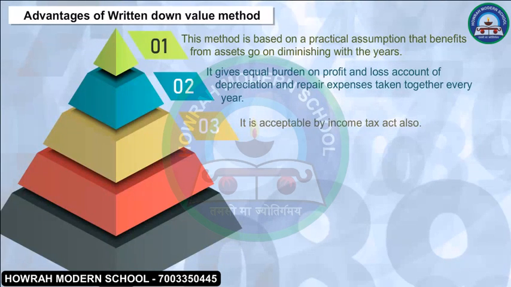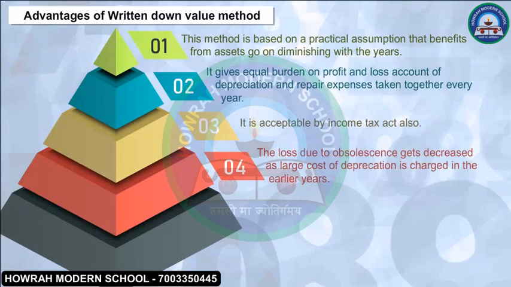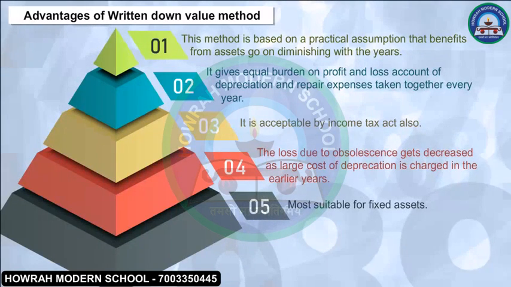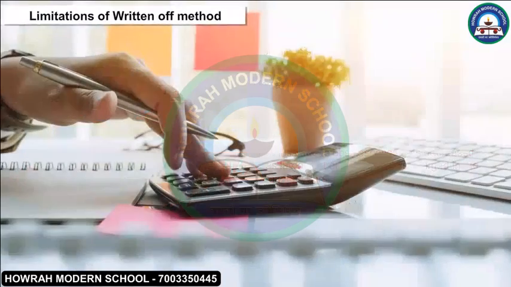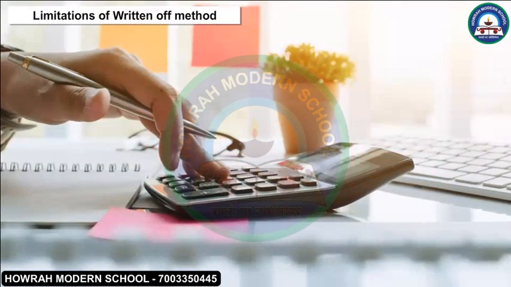It is acceptable by Income Tax Act also. The loss due to obsolescence gets decreased as large cost of depreciation is charged in the earlier years. Most suitable for fixed assets. Limitations of written down value method. This method has the following limitations.